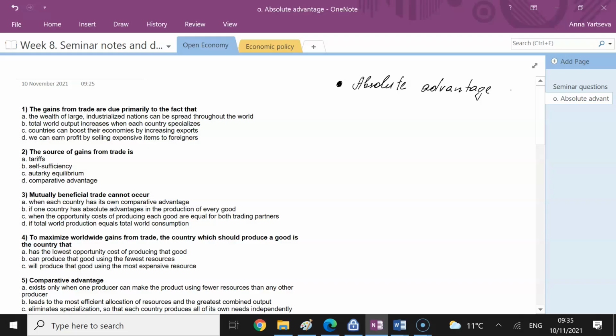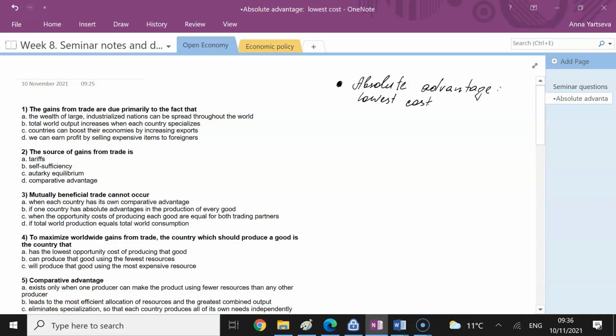When you are more efficient than other countries, in what? In doing what? Yes, in making certain goods and services, in producing certain goods and services. Specifically, if you are able to produce with the lowest cost, lowest absolute cost, right? When you are able to produce a certain item with the lowest possible costs.